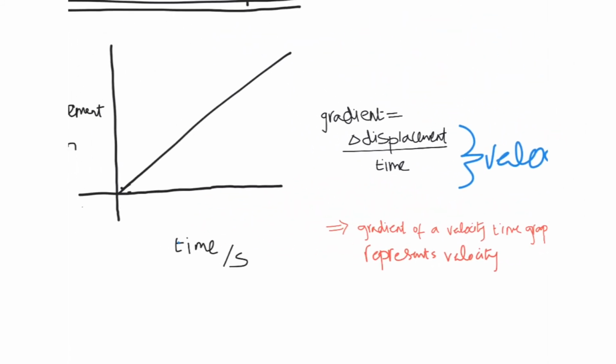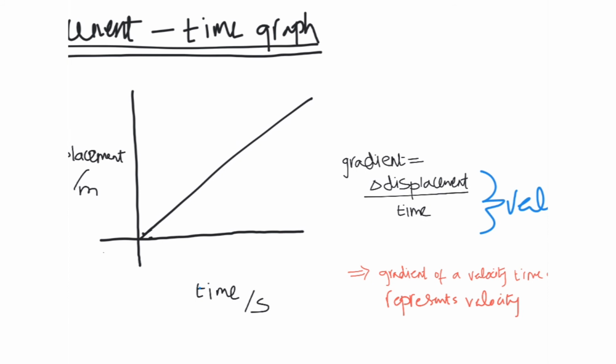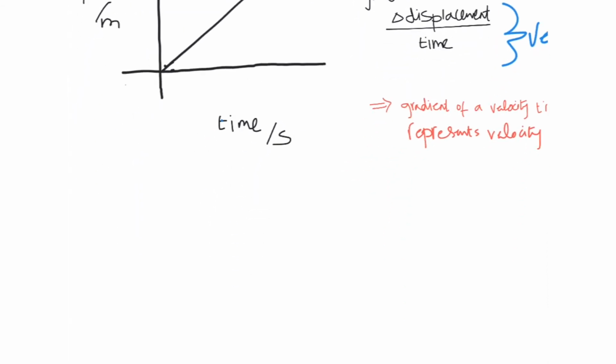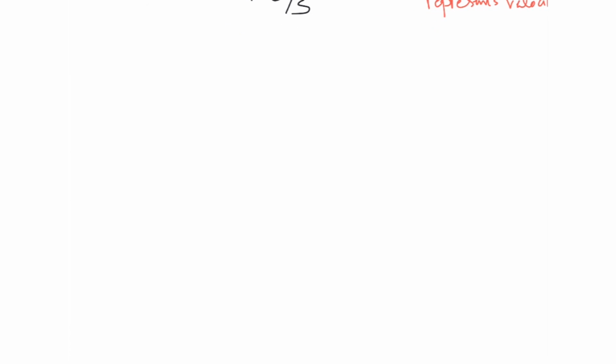So as you can see, the gradient is constant throughout the graph. Here we can say that velocity is constant. So velocity does not change throughout this graph. Now let us look at another example of a graph.